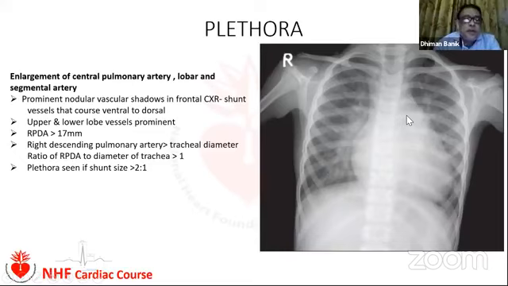Normally, the pulmonary flow is more in the lower part than in the upper part. It is a 5:1 ratio. And as pulmonary hypertension develops, the ratio comes to 3:1 or 4:1, and the upper lobe vessels are more dilated then.